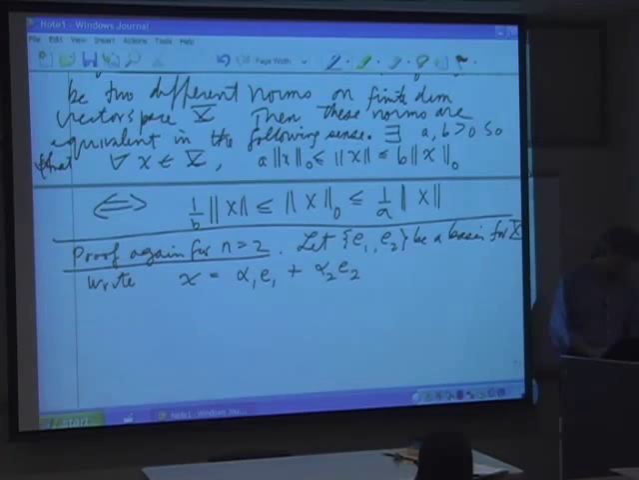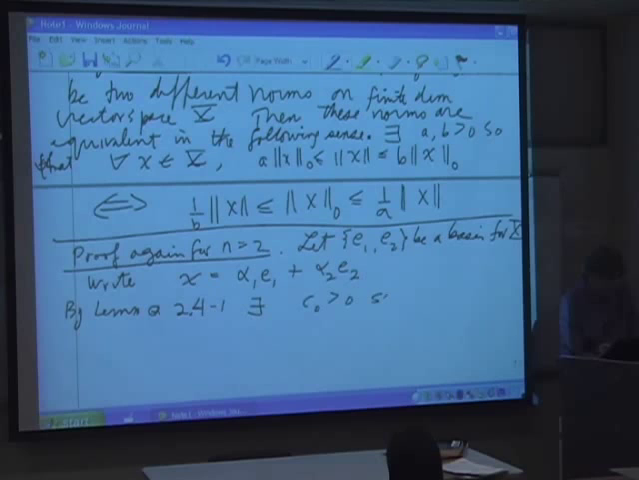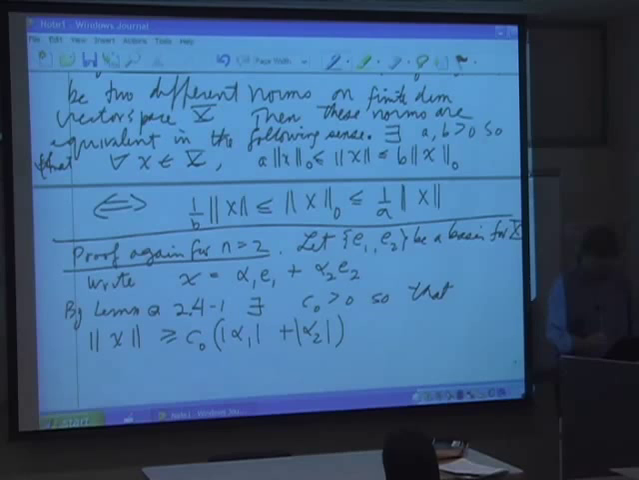By lemma 2.41, there exists, I'm going to call it this time C0 greater than 0, so that when I compare the 0 norm of x with the sum of the absolute values of alphas, I get the norm of x greater than or equal to C sub 0 times the absolute value of alpha 1 plus the absolute value of alpha 2. That's what we had. So I can divide by C0: the norm of x divided by C0 is greater than or equal to the sum of the absolute values. There's a little bit of getting the constants on the correct side here. I'm going to put this one in a box.